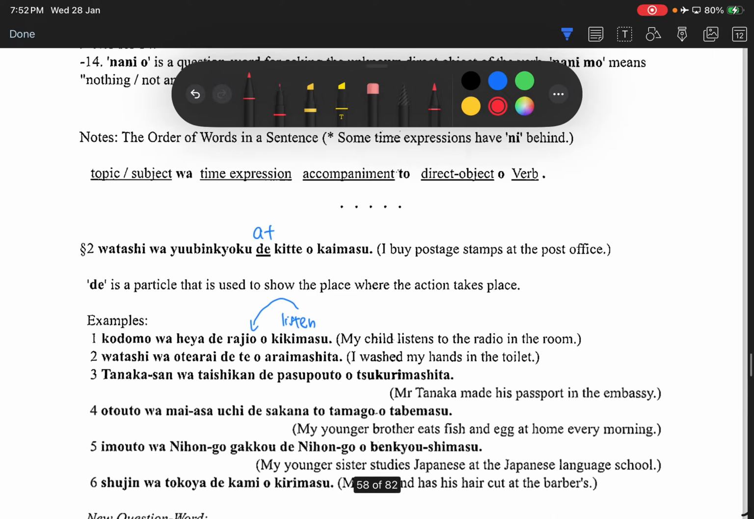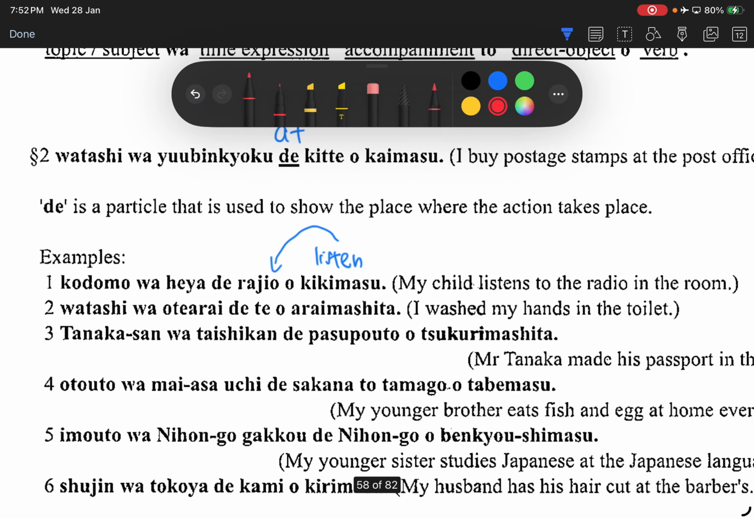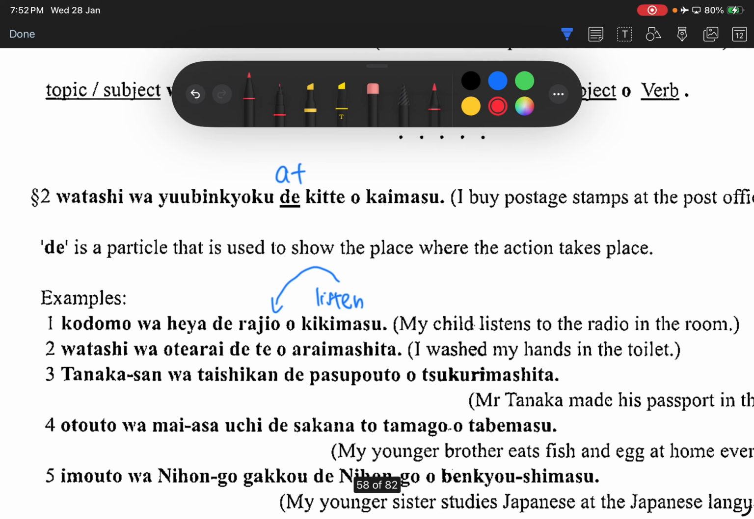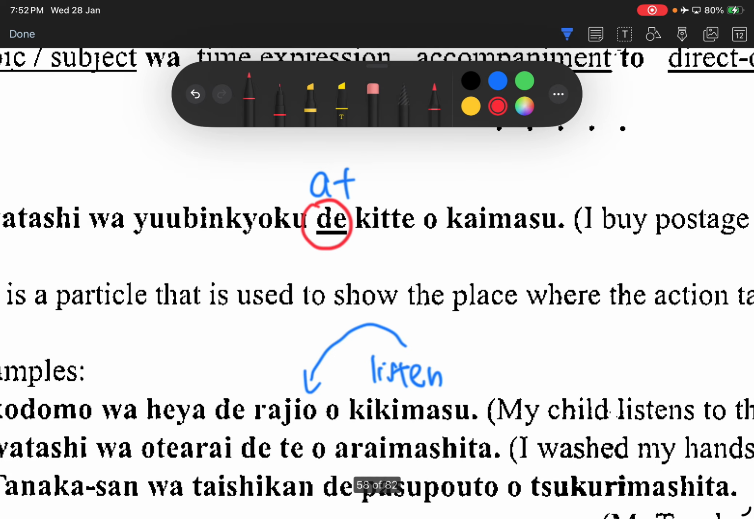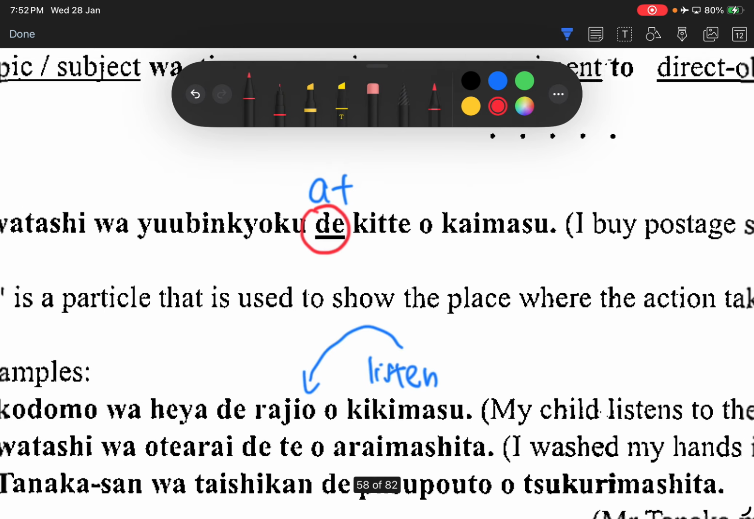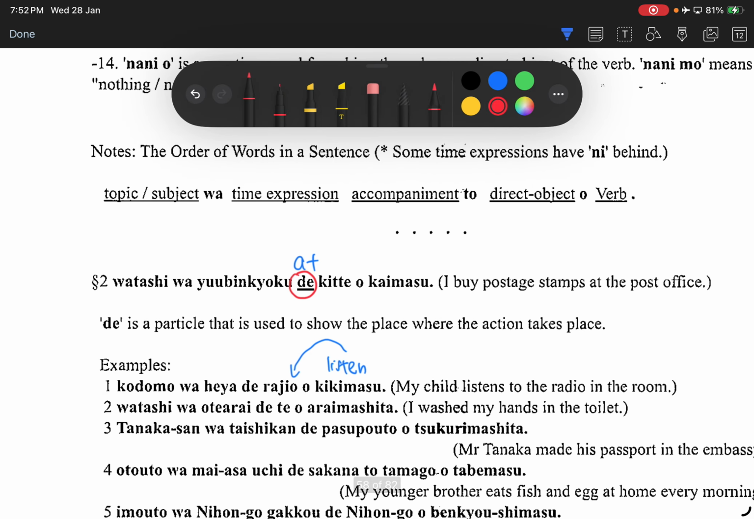Then we go on to the next one. Number 2. 私は郵便局で切手を買います。So 郵便局で, we are at page 8-4. De is just a particle. Previously we learned that it means by means of something, means of bus, means of car. But now de has a new meaning. The meaning here will become place of action. That means the place of performing a certain action.